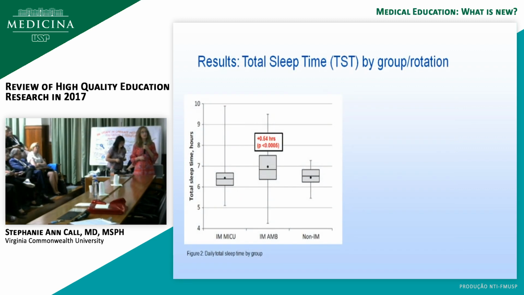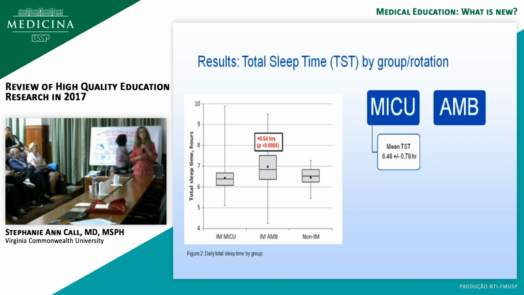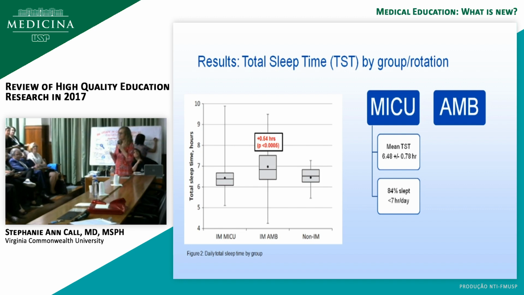So this first slide on the y-axis is total sleep time. Wouldn't we all love to be here? I'm down here right now. And then here's the medical ICU first 3 weeks. Here's the ambulatory week. And here are those residents that did 4 weeks in the ICU. And as you can see here, in the MICU, the mean total sleep time was 6.48 hours. 84% of residents, while they were in the ICU, said that they slept less than 7 hours per day. And 7 is turning out to be a really critical point.